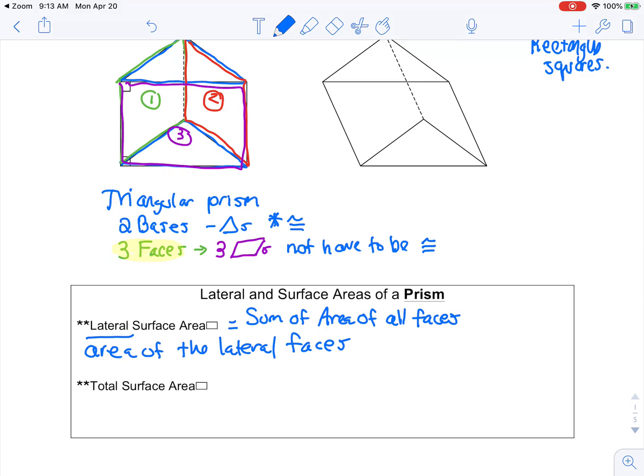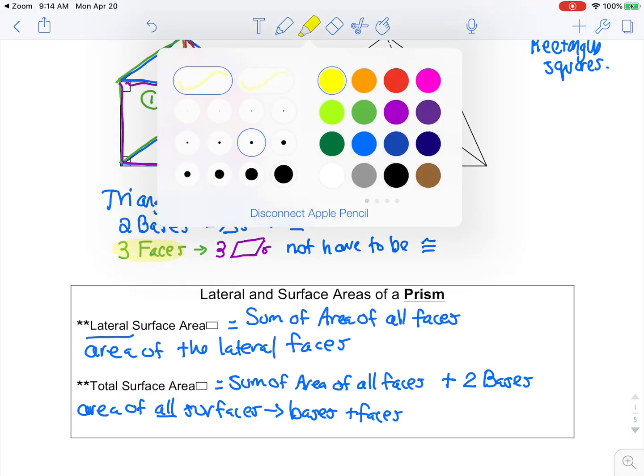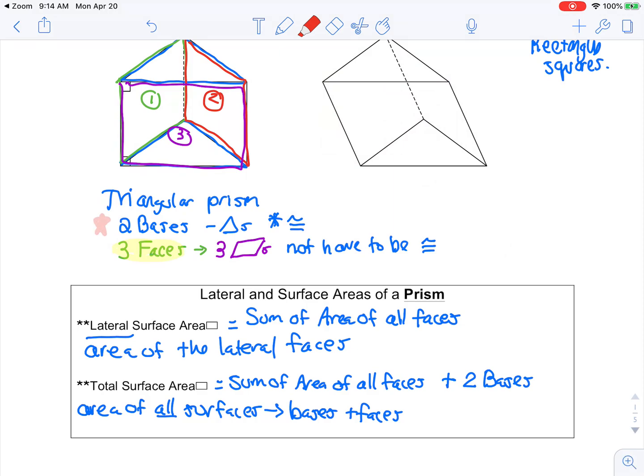Okay, now the total surface area is basically the area of all surfaces. That's going to include both the bases plus the faces. So for example, in the figure above, we would have to find the sum of the area of all the faces, plus we would have to add in two bases. Remember that in a prism, there will always be two bases.